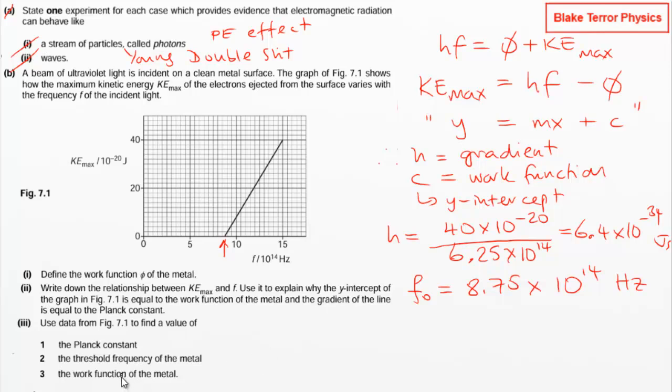And then the work function. So the work function is the Planck constant multiplied by our threshold frequency. So we're just multiplying these two numbers together, which is coming out at 5.6 times 10 to the minus 19 joules. Come out a bit wonky. Yeah, really easy calculations at the end.